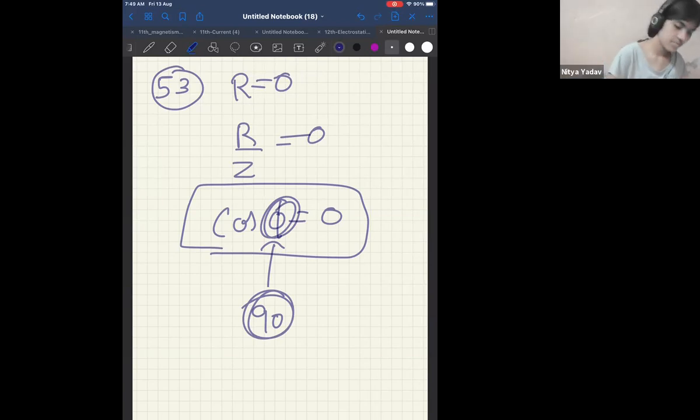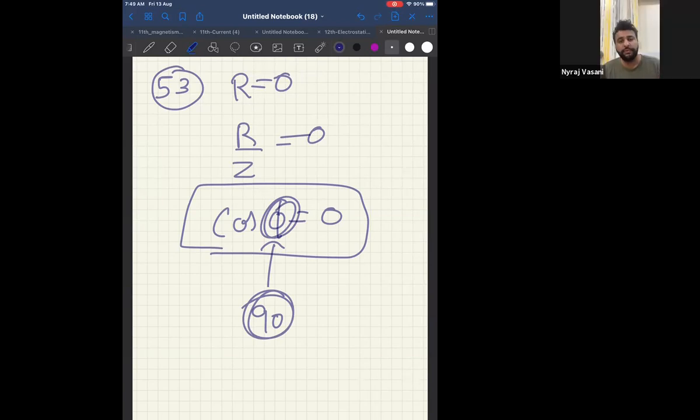Easy? See, cos phi is zero. That does not mean phi is zero. It means phi is 90. If phi is 90, then cos 90 will become equal to zero. So don't get confused thinking that cos phi and phi are the same. It is not like that. Phi is 90. Therefore, cos phi is 0.